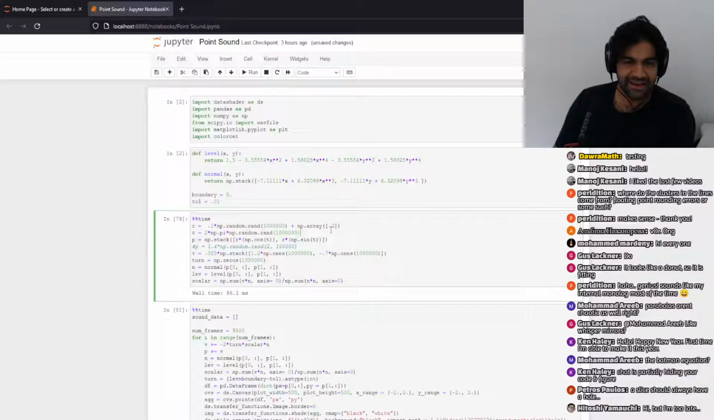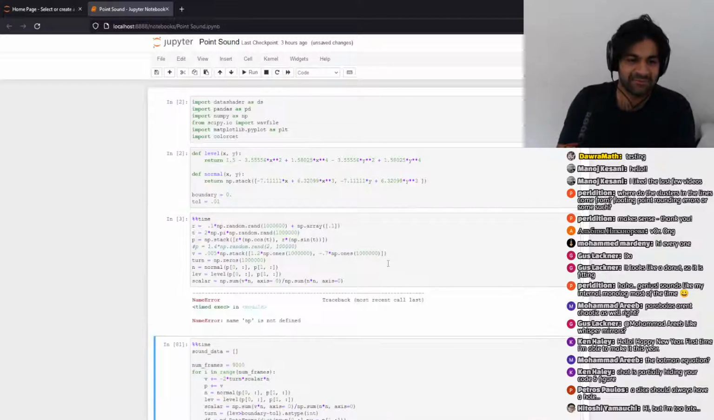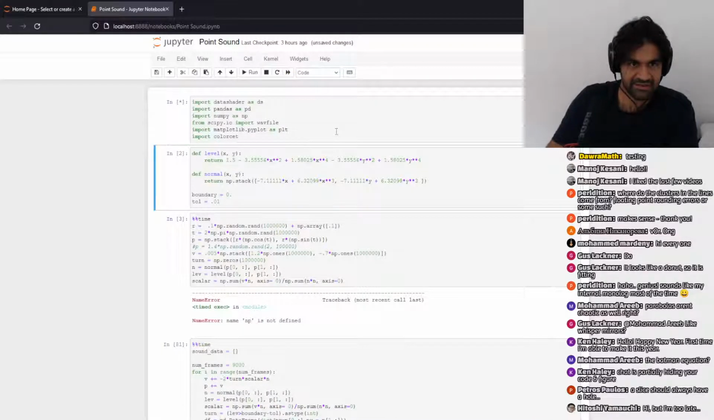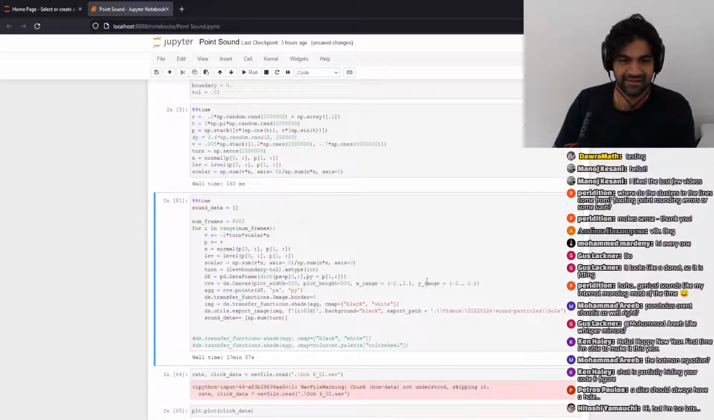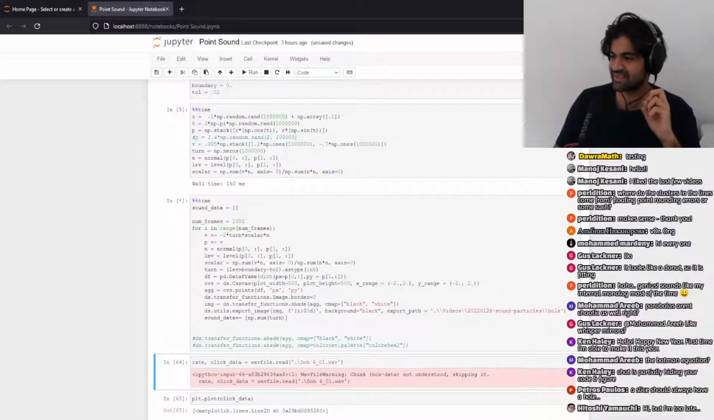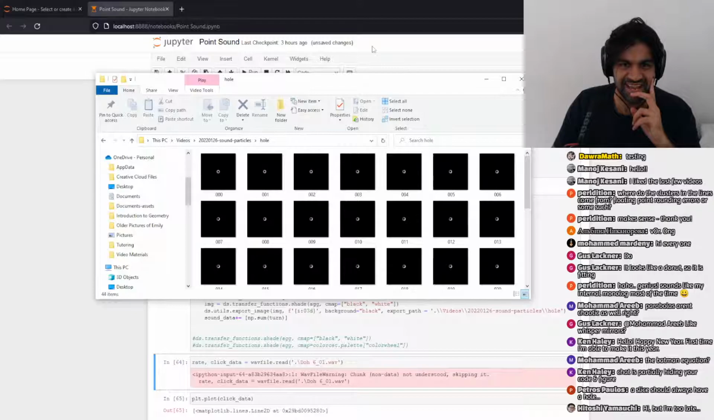Let's take a very tight cluster of points that are centered. I'm just going to see what happens. Hopefully it's defined. I'll only do 1,000 frames because I don't want to wait for 9,000 frames to compute. I'll show you the folder as it goes. Okay, let's see what's happening here.